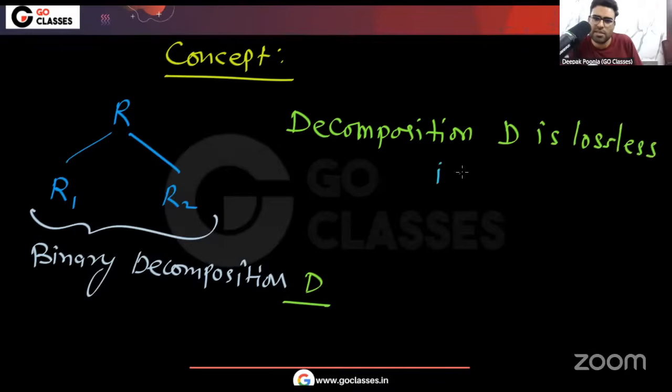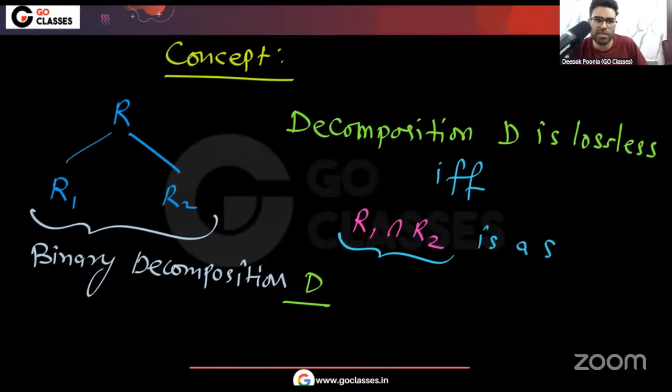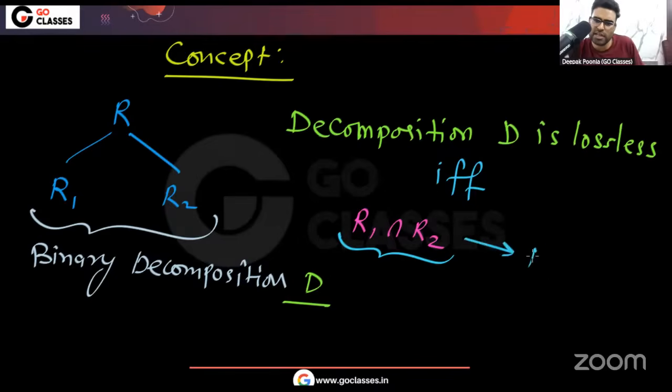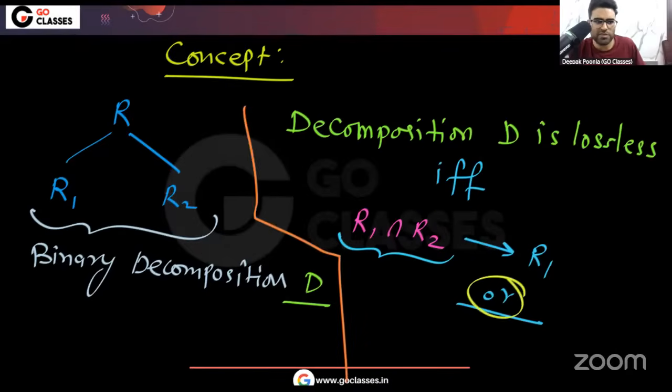This decomposition D is lossless if and only if there is a simple method. You find R1 intersection R2, the set of attributes common in R1 and R2. This R1 intersection R2 must be a super key in R1 or R2. Or I can say that this decomposition is lossless if and only if R1 intersection R2 either derives R1 or derives R2.